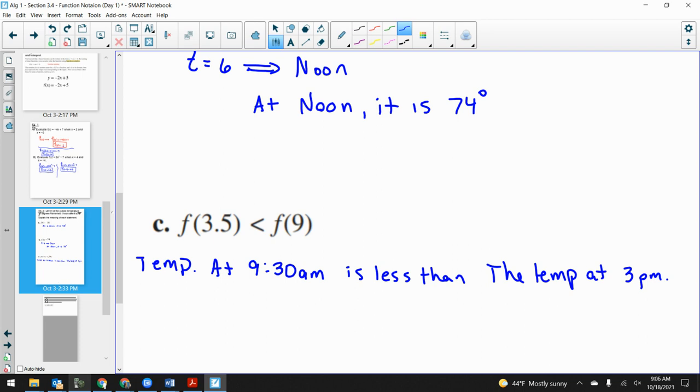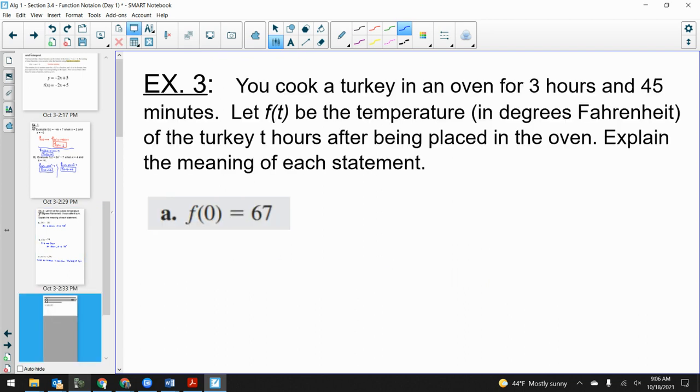Let's do that same thing. Flip it over to the back. One more of these. The input value is still time. But now we're talking about a turkey going in the oven. Turkey going in the oven for 3 hours, 45 minutes, and then it's fully cooked after 3 hours, 45 minutes. So f of t is now the temperature of the turkey.